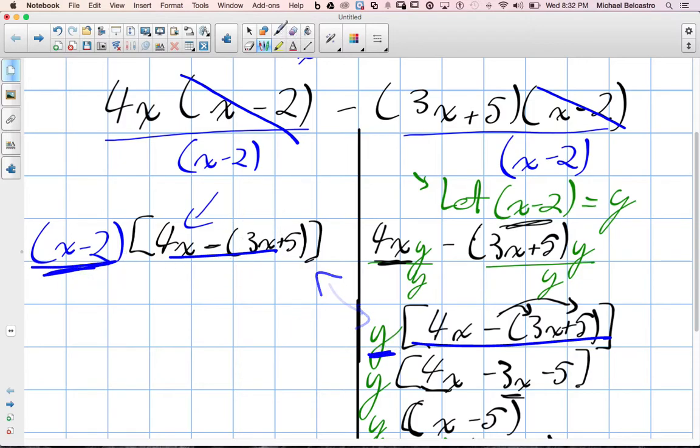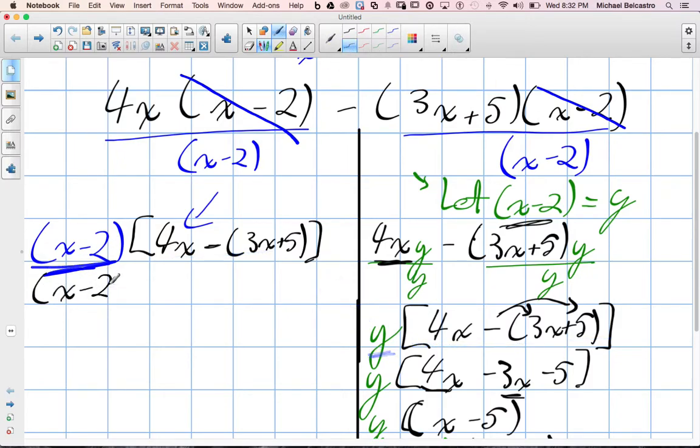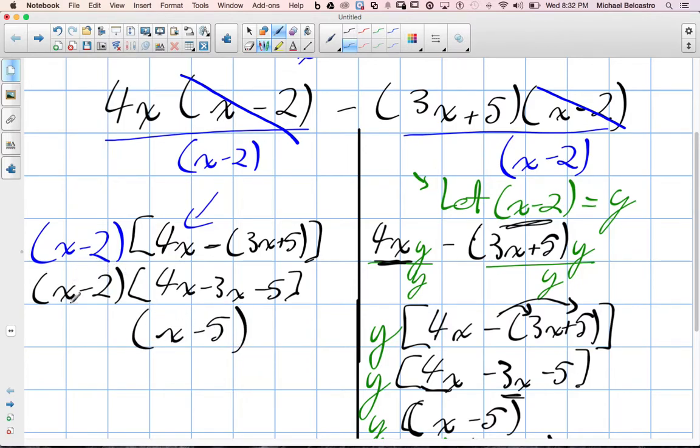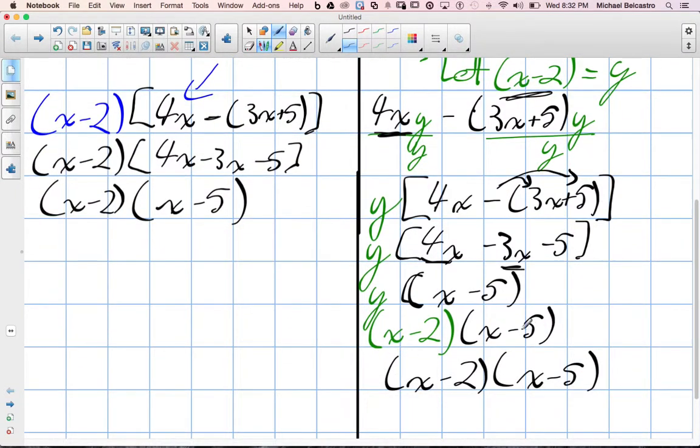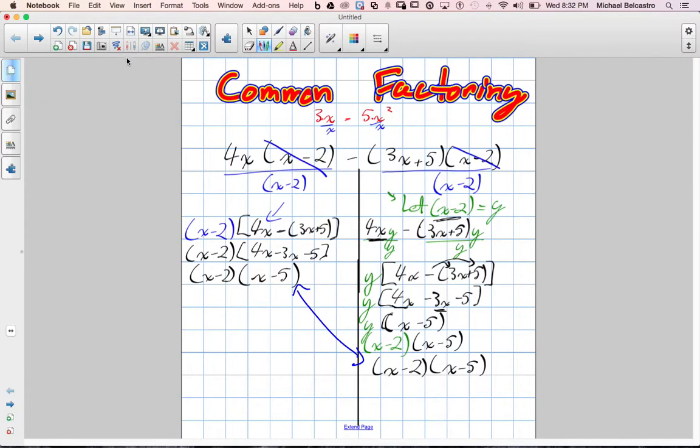We already know that we can simplify inside these brackets, right? So we have x minus 2 on the left, and within these brackets we get 4x minus 3x minus 5. That simplifies into x minus 5. And on the outside we have x minus 2. So, though we took a couple more steps, and I did every step here, both methods take us to the same answer. Just a little bit more complicated of a common factoring question.